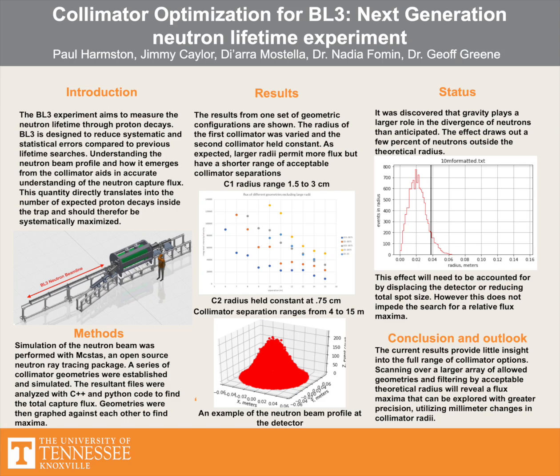The status of this experiment illustrates the importance of a known systematic effect, gravity. It implores the need to continue study into beam divergence and detector geometry. It was found that low-velocity neutrons fell outside the geometrical beam profile, and at large separations was equivalent to a few percent of the total intensity. This poses a problem that when a flux maxima is found, its beam profile will need to be re-verified. This effect does not impede the search for an optimal collimator geometry.